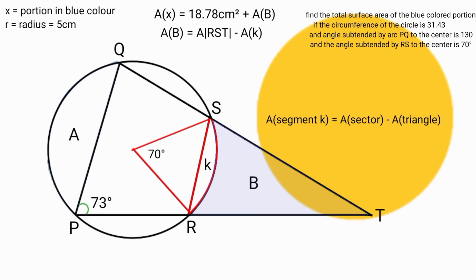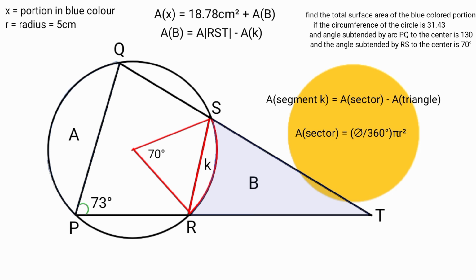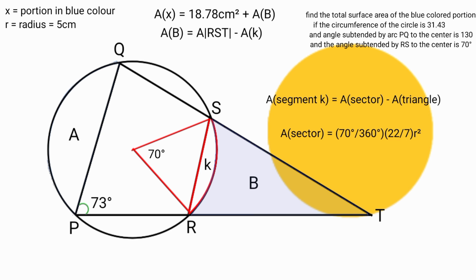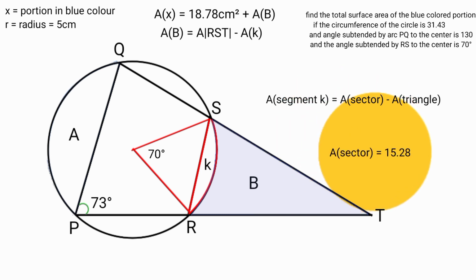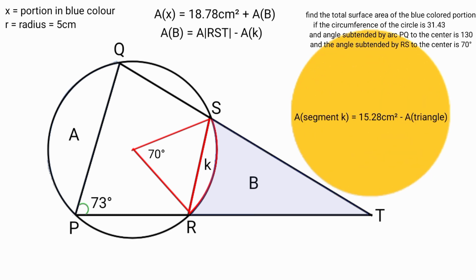The formula for the area of a sector is theta over 360 pi r squared. Theta is the angle at the center, which is this angle here, 70 degree. Pi is 22 over 7. And r is the radius of the circle, which we have here to be 5 centimeters. So area of sector now equal to 70 over 360 times 22 over 7 times 5 squared, which is equal to 15.28. So area of sector equal to 15.28 centimeters squared. Substitute here now. Area of segment K equal to 15.28 centimeters squared minus area of triangle.